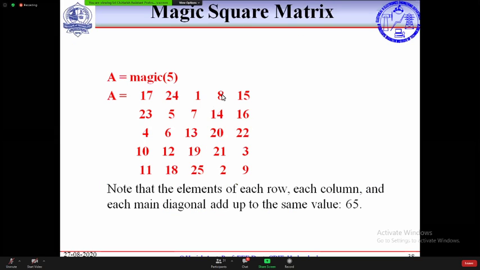Some more extra commands are there. Some useful matrix indices. That is one more called magic of 5. Magic of 5 is going to generate a matrix in such a way that when you add any row or any column, the sum will be the same.